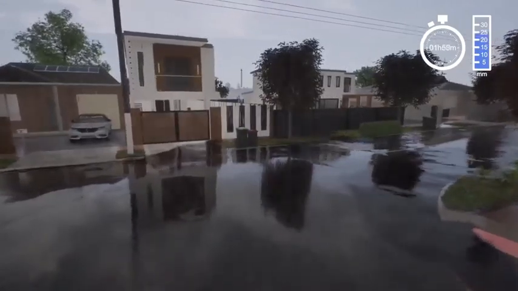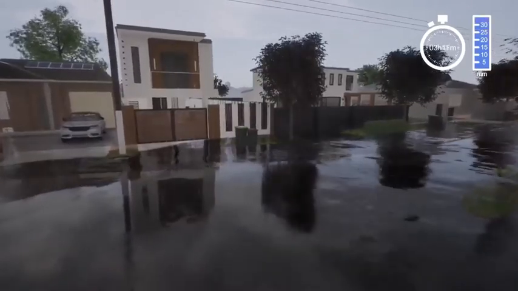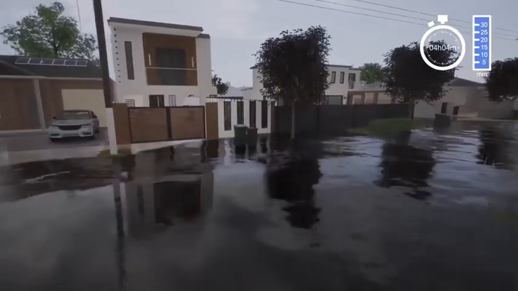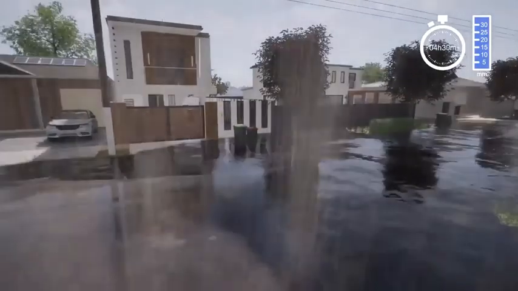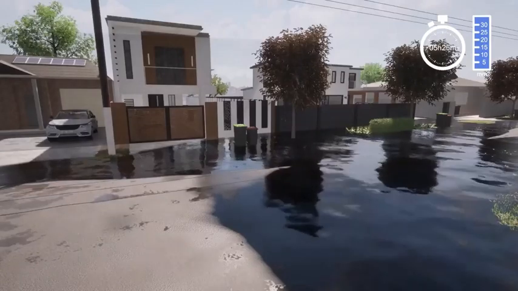When this happens, it's important to not drive or walk on flooded roads, as you cannot see the condition of the road underneath or if there are any obstacles. Driving through flooded streets can also create bow waves that may push water into properties.